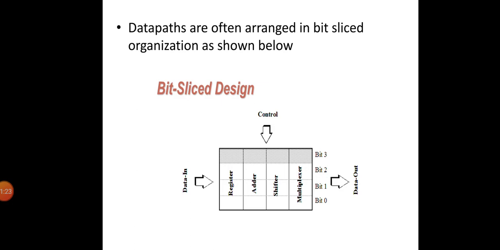Here the data paths are often arranged in a bit sliced organization. In some cases, such as in personal computers, processing speed is everything. In most other applications, there is a maximum amount of power that is allowed to be dissipated, or there is a maximum energy available for computation while maintaining the desired throughput. The data paths are often arranged in a bit sliced organization.